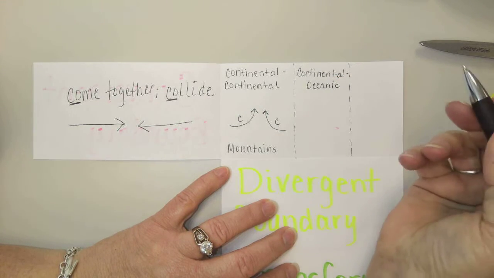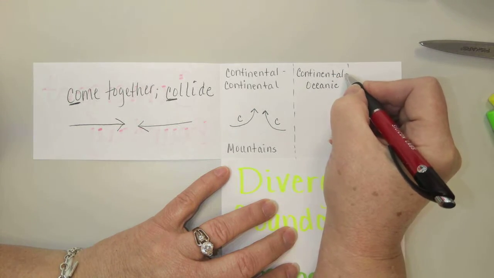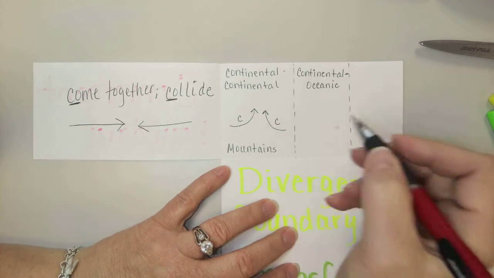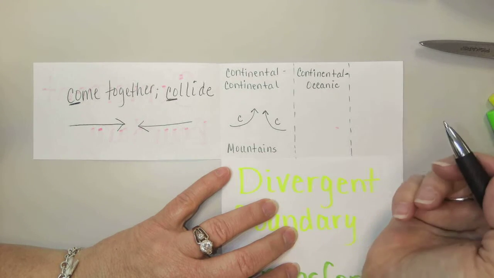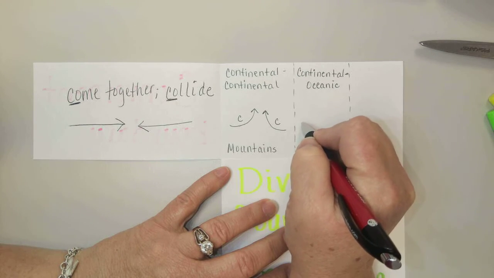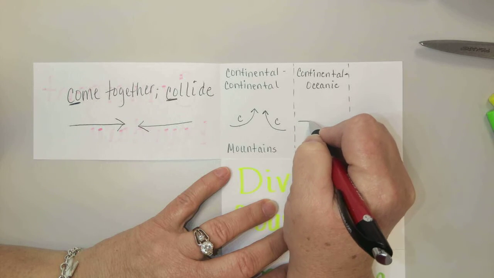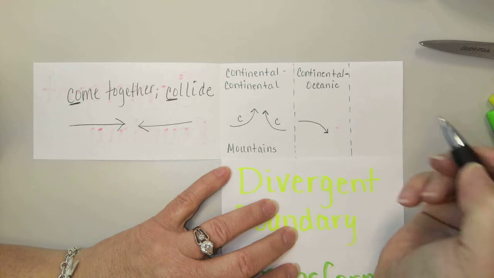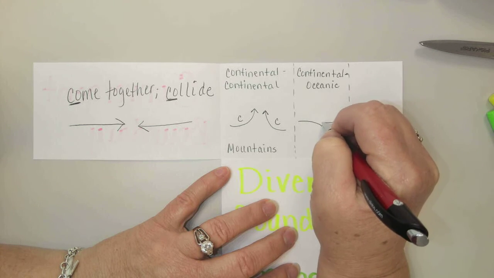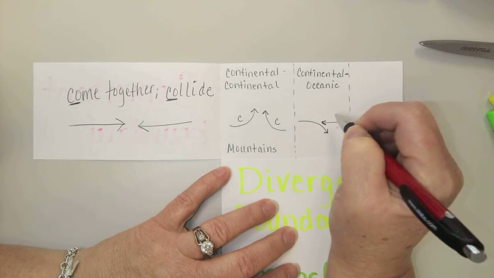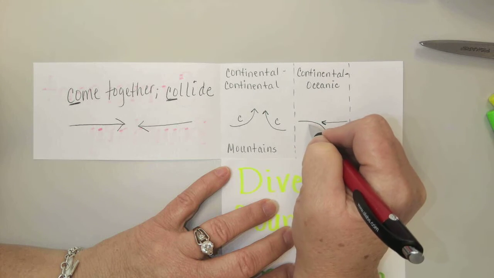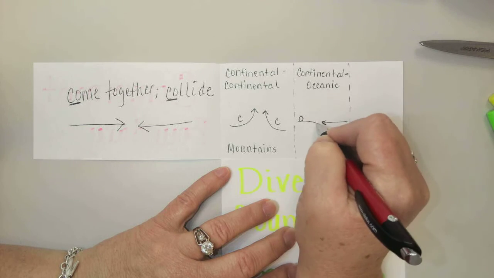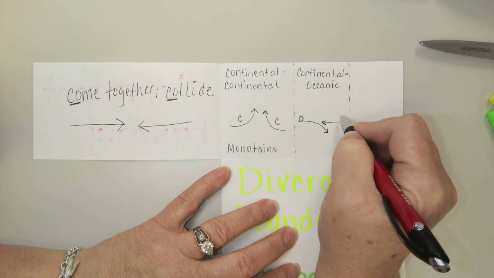Okay, so in this one we've got a continental plate and an oceanic plate. When they collide, the oceanic plate, because it's more dense than the continental plate, takes a dive. When they hit one another, there's a hole that's created right here, because the oceanic plate is more dense, it's going to dive underneath the continental plate.